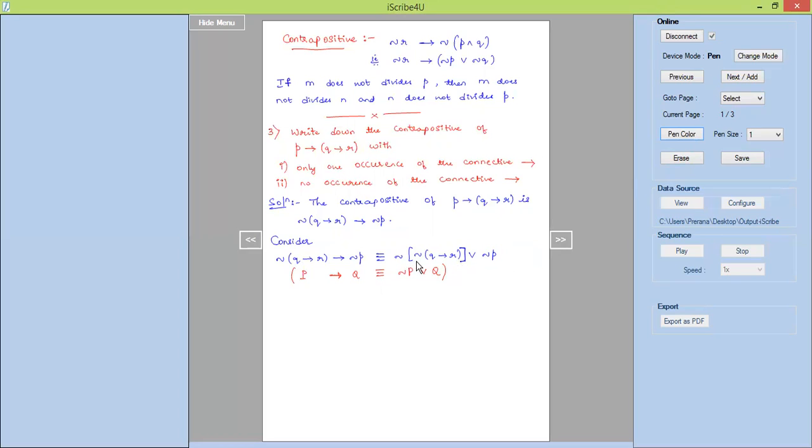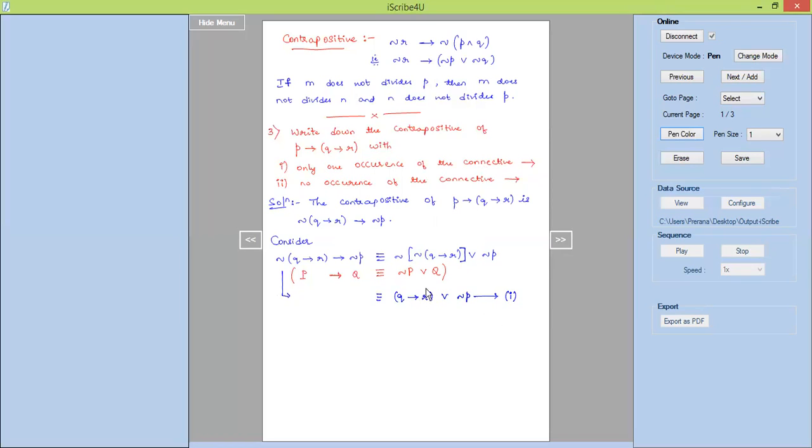Now negation of negation is nothing but the law of double negation. So the given expression will now be logically equivalent to Q conditional R or negation P. Using the law of double negation, both the negations are removed. So we just remain with Q conditional R or negation P. I'll call this expression number 1, the answer for the first one, because the first one asks for only one occurrence of the connective.